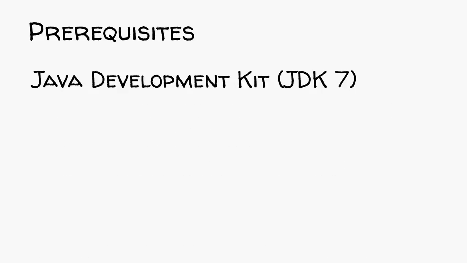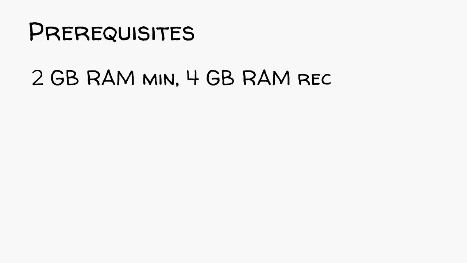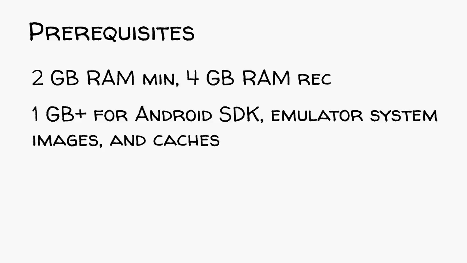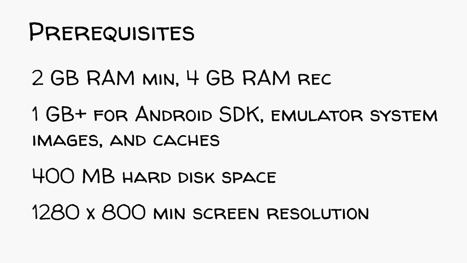Now you should also make sure that you have the Java Development Kit version 7 installed. Again, check the following website for more information. Now, Google generally recommends that your development machine meet the following specs. It should have a minimum of 2 GB of RAM, but 4 GB is recommended. It should have at least 1 GB of storage for the Android SDK, emulator system images, and caches. And it should also have at least 400 MB of free disk space when it's running. Oh, and it should also have a minimum screen resolution of 1280 by 800.